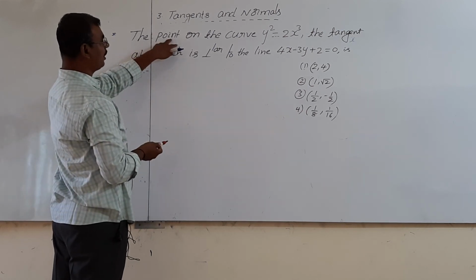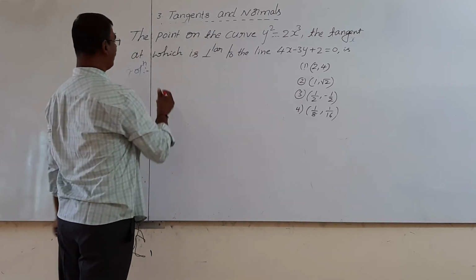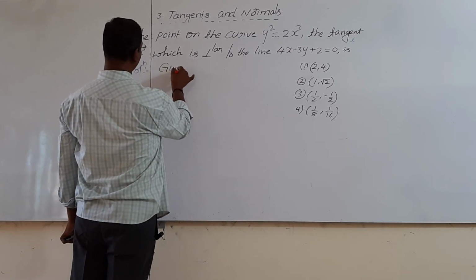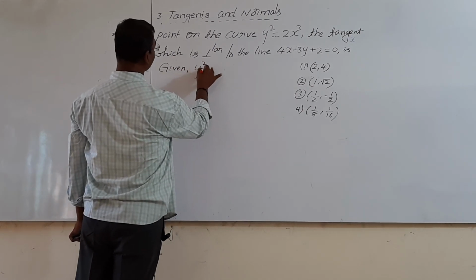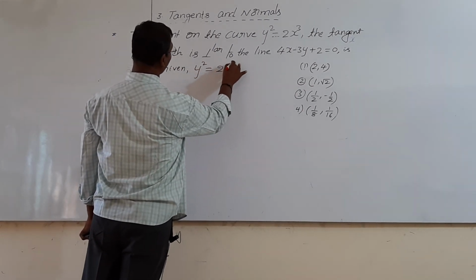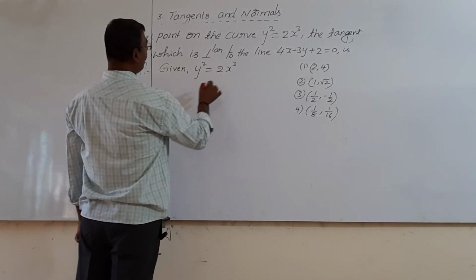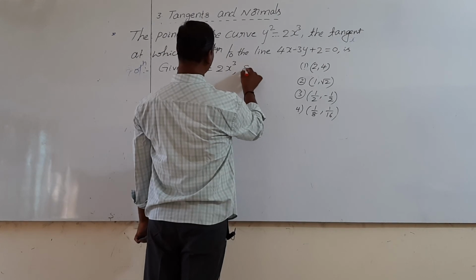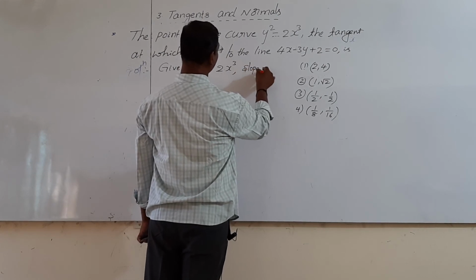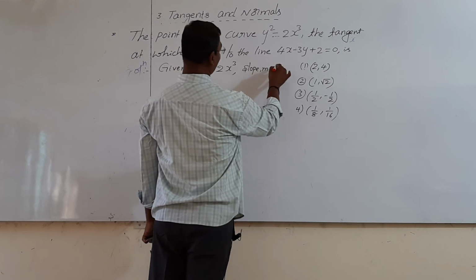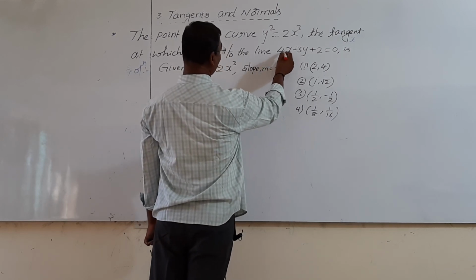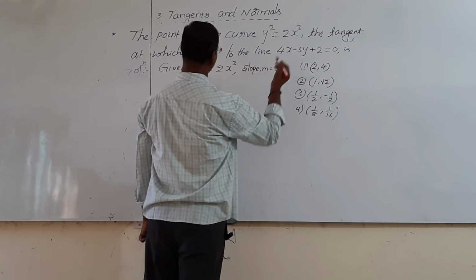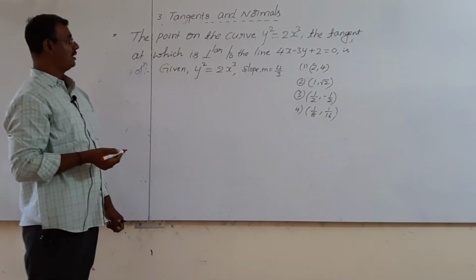What does the required point mean here? Take the given curve, y square is equal to 2x cube, and the slope of this line. The slope of ax plus by plus c is equal to 0 is given by the formula minus a divided by b. Minus 4 divided by minus 3 becomes 4 divided by 3. So this is the slope.